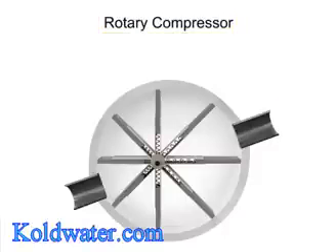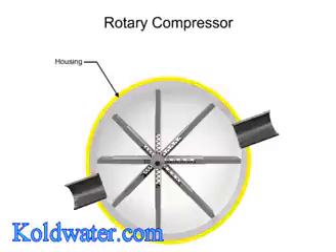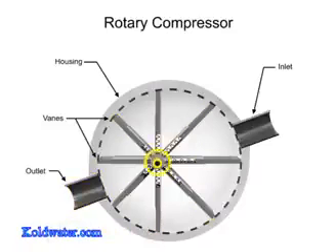Compressors can also be made with vanes or impellers. These types of compressors are called rotary compressors. Rotary compressors typically consist of a cylindrical housing with adjustable rotary vanes, an inlet, and an outlet. The vanes are on an off-center drive shaft.